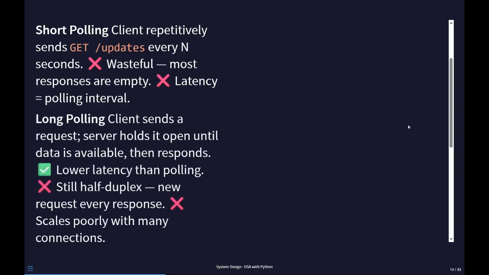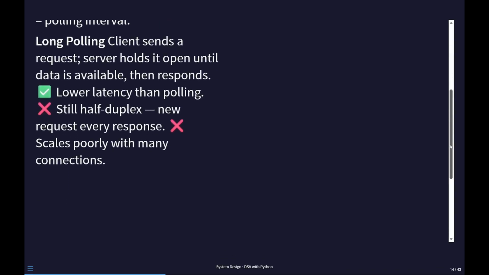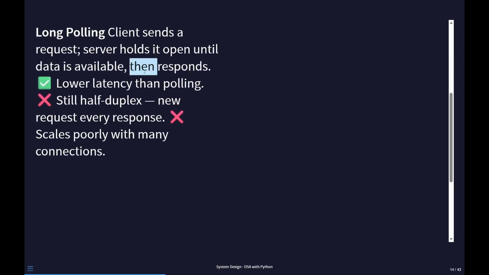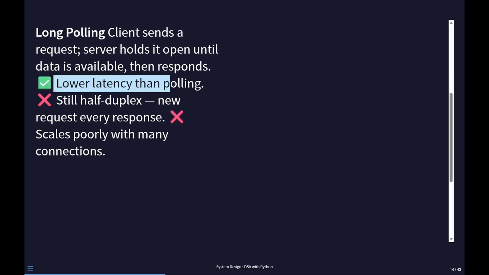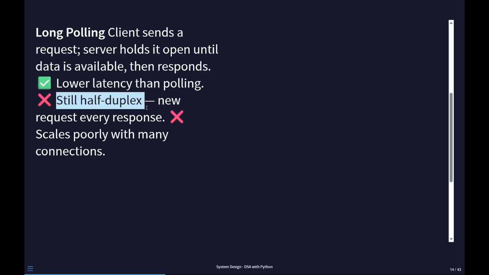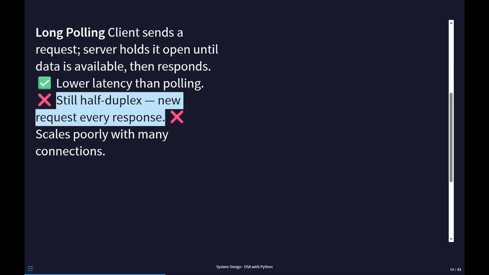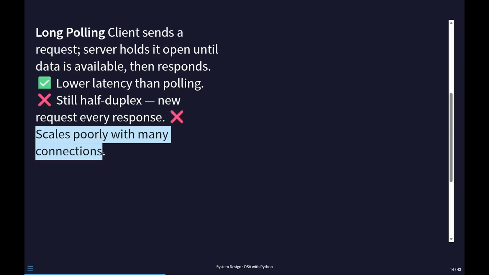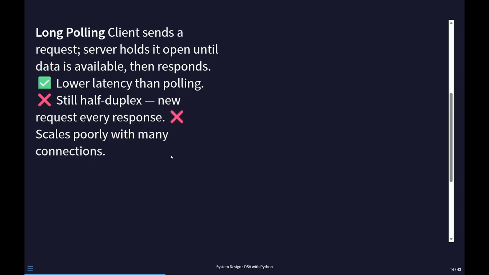Click, long polling. The client sends a request, and the server holds it open without responding until data is available, or a timeout occurs. When the server has something to send, it responds, and the client immediately opens a new request. Lower latency than polling, but still half duplex. You need a new HTTP request for every response. At large scale, holding thousands of open connections on your servers is expensive.